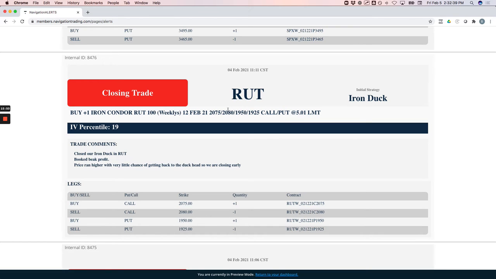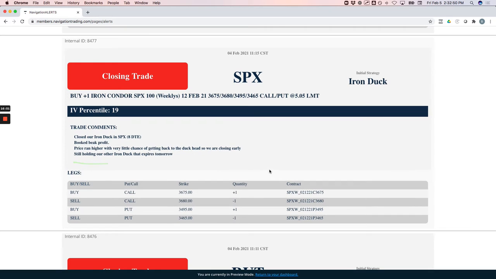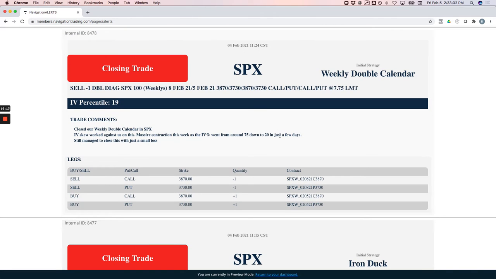RUT, we did an iron duck in RUT. Closed this one out early. Price had run higher. Booked beak profit on that one. SPX iron duck, same thing. Price ran higher, so we just booked a beak profit. If you're way up the beak and there's very little chance of getting back to the duck head, we just close those out early, book that beak profit, free up that capital, redeploy it into another high probability trade.